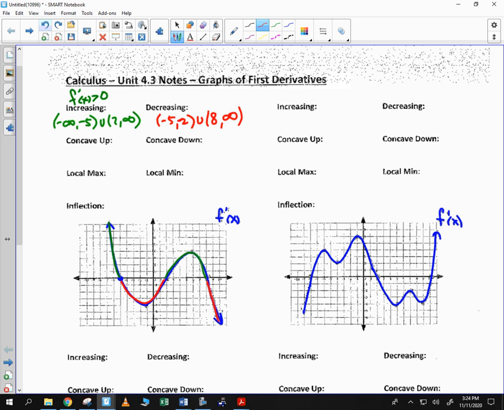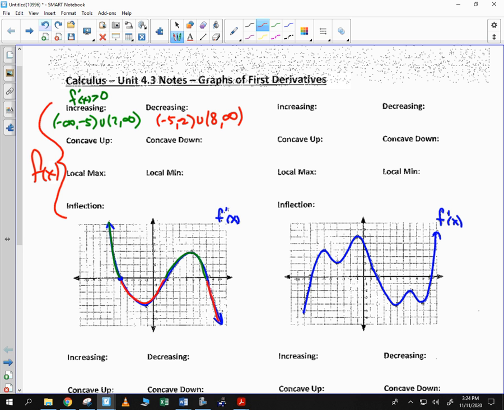So we can tell a lot about the function. When we say where is it increasing, we're not wondering where f prime is increasing. All this is telling us about the function f of x. This is all indicating to us about f of x.